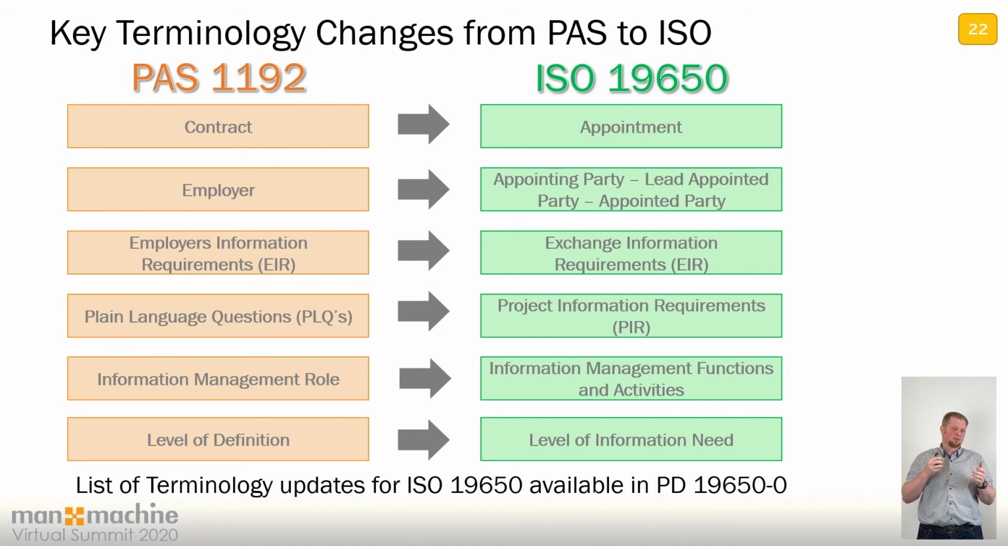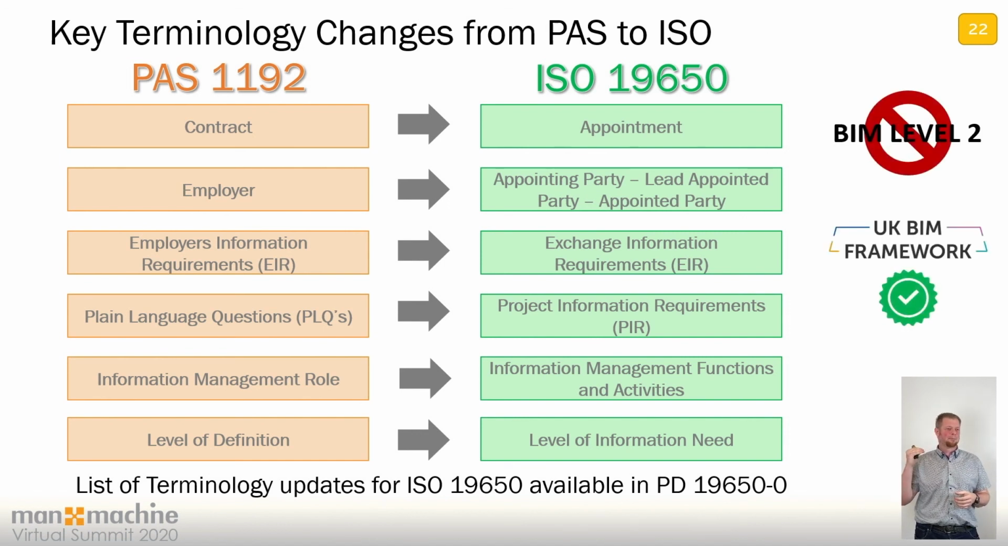We've had a shift away from the terminology used around employer. So we've now got specific appointing parties as part of this ISO suite. We have some slight terminology changes around some of those information requirements. So what was the employer's information requirement has now changed to an exchange information requirement. And what were our PLQs, or plain language questions, have now moved to a project information requirement. So we've got a few key changes, and as I said before, one of those big hitter changes is that the term BIM Level 2 has essentially been dropped and replaced with UK BIM Framework.